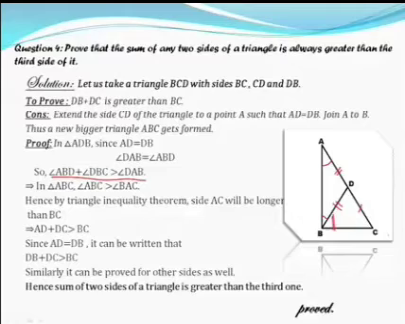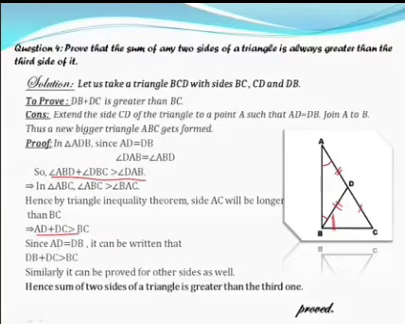The triangle inequality property states that any side which is opposite to the larger angle of a triangle will be longer. Using that very property, we can write that this side AC should be longer than BC because the angle opposite to the side AC, that is the angle B, is greater than the angle A, which is opposite to the side BC. So this side AC can be written as the sum of AD and DC.